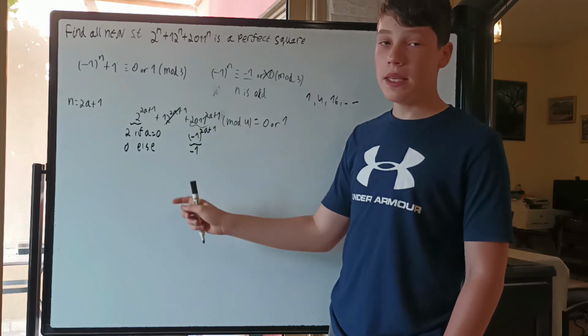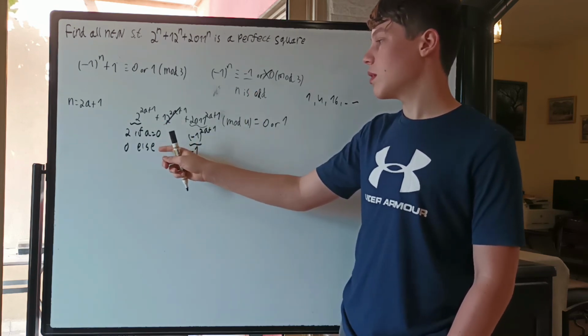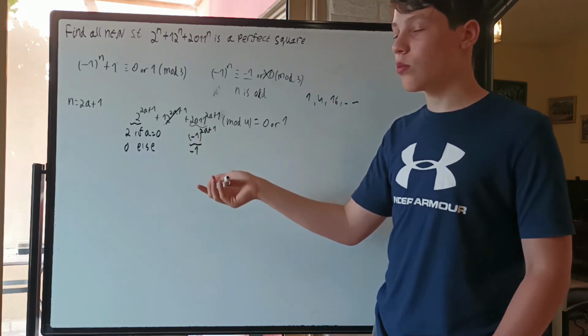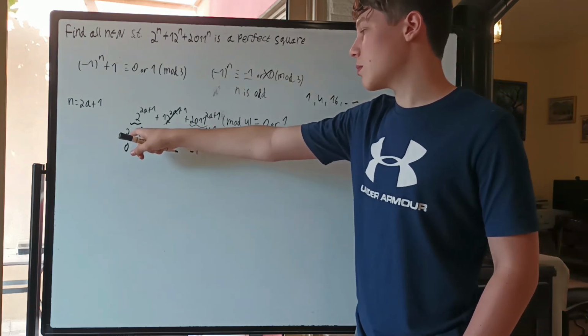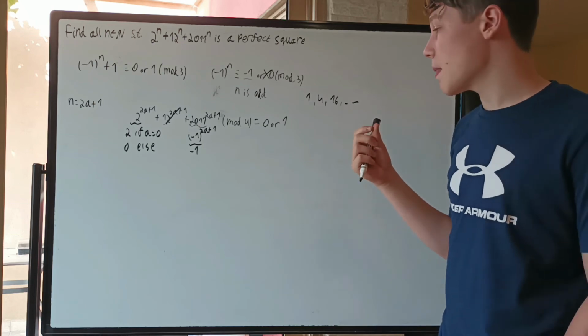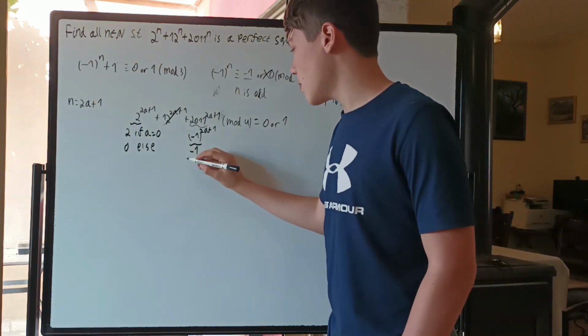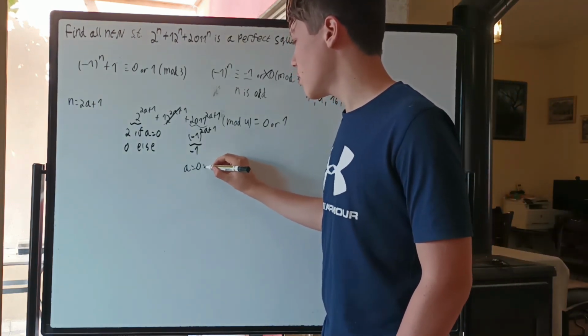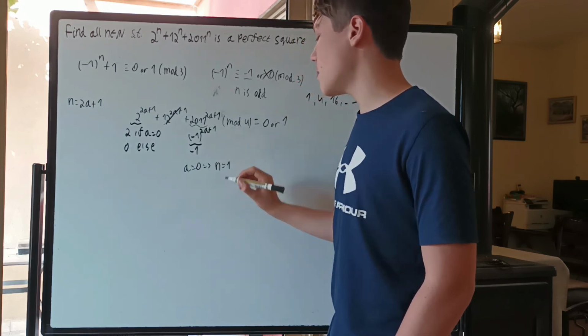Which means that we need to have the case that a is equal to 0. And we'll just see that it works. If a is equal to 0, this will be 2 mod 4 minus 1. That is 1 mod 4, which is possible. Meaning that we got that a is equal to 0, which means that n had to be 1.